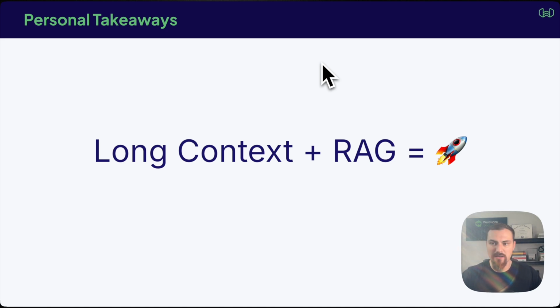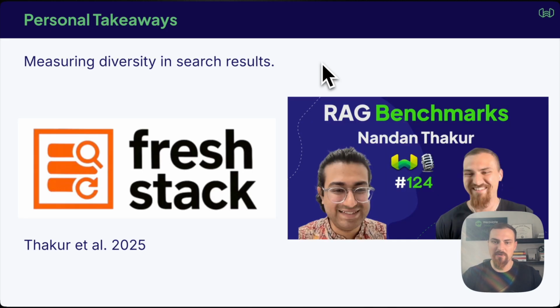But then probably more interesting than that is this concept of diversity in search results. So rather than just giving you our guess at the top 100 most relevant search results, if we can instead have some way of saying, these documents cover this topic, these documents cover that topic, and we give this diverse context, I think that's just such a more exciting direction for retrieval augmented generation.